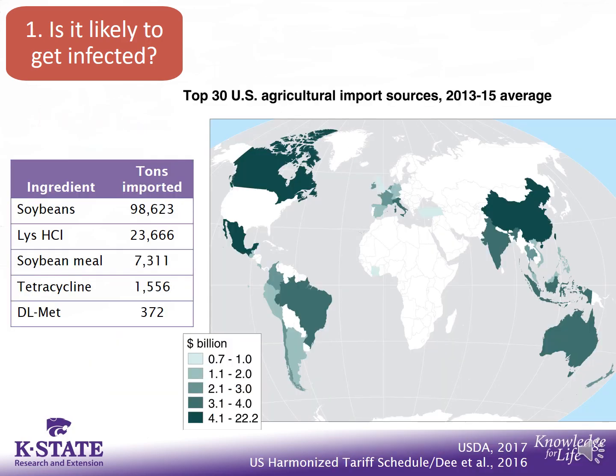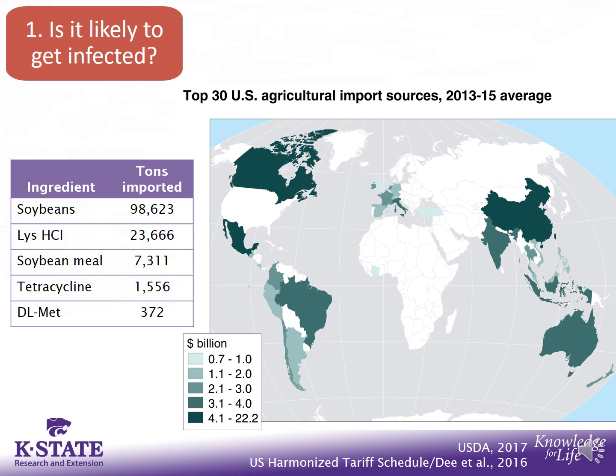We also have to consider where these ingredients are from. Along the left is a table of the most commonly imported ingredients according to the U.S. Harmonized Tariff Schedule and reported by D and others in 2016. At that point, a large quantity of soybeans and synthetic lysine and soybean meal was being imported into the United States.